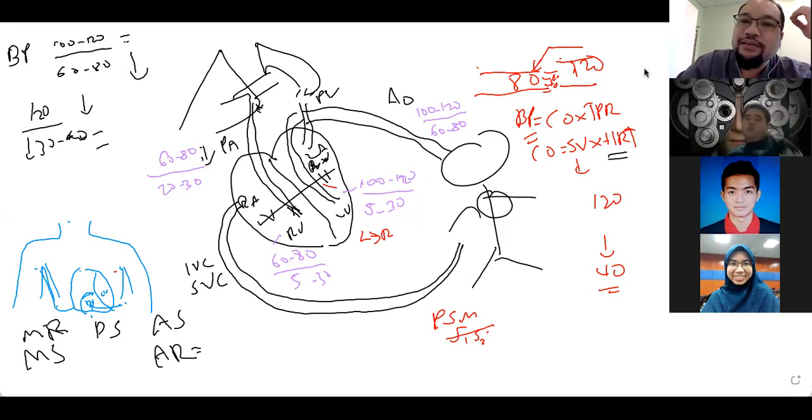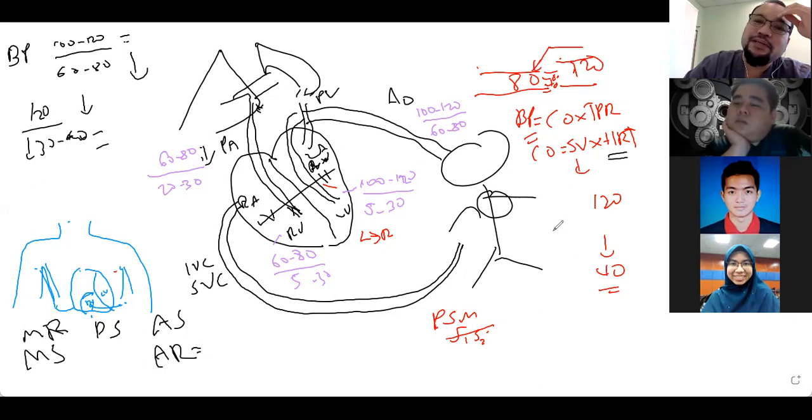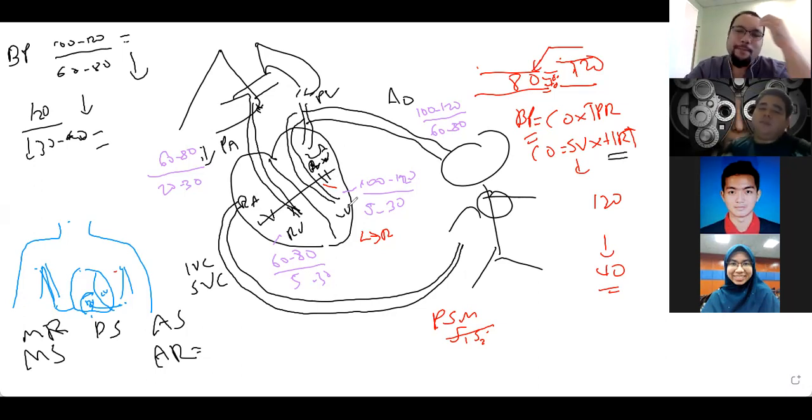Body boleh naikkan resistance, total peripheral resistance causing vessel constriction. Tapi still dia tak boleh recover. Sebab apa? Sebab dia punya stroke volume tak boleh nak recover. Stroke volume dia impact, sebab ada obstruction. Dia bukan shunt, dia obstruction. Okay.